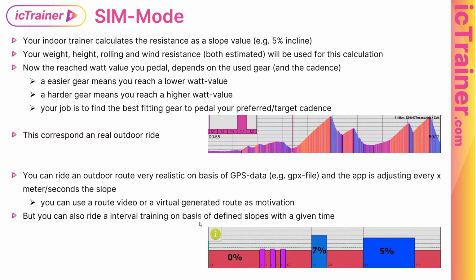But you can also do interval training on the basis of slopes. This means you use a defined slope for a given time. Here you ride with 0% incline. Here you have it harder, with 7% incline, and here you have 5% incline. So it's easier in these parts to ride very hard, to do interval training based on that.